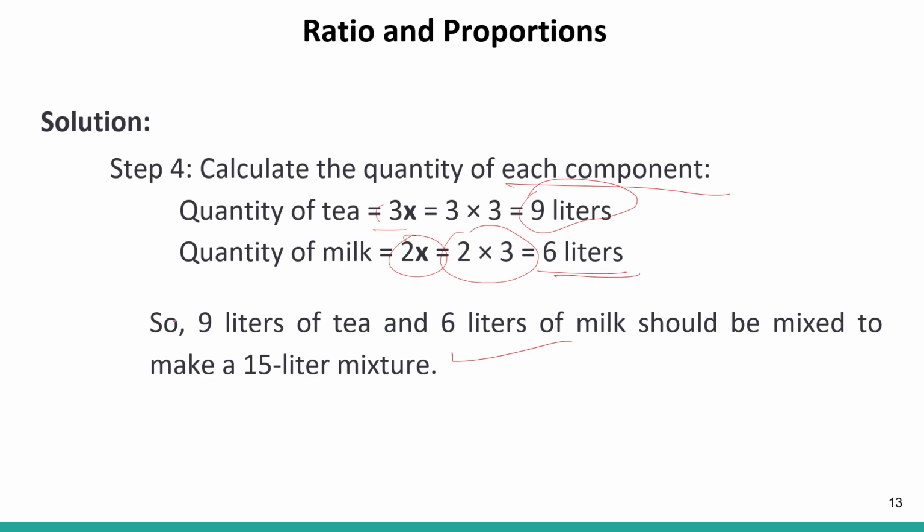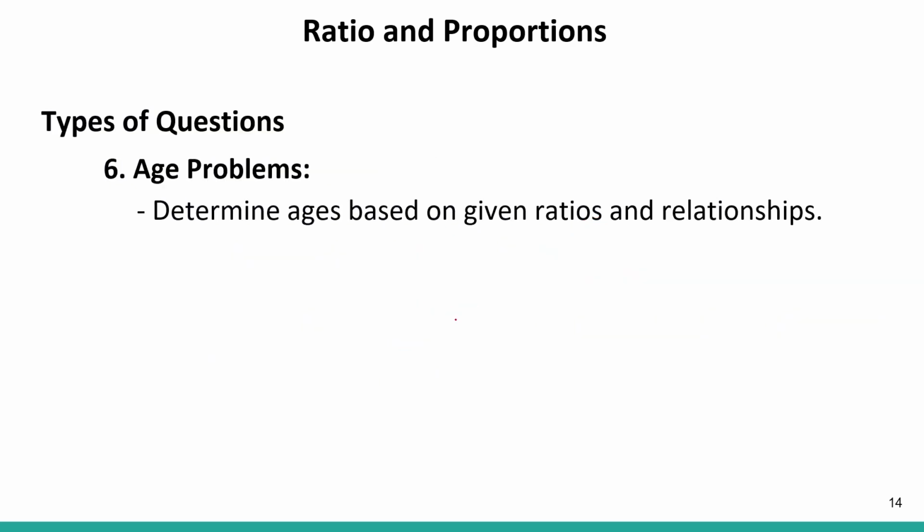So what we found out as the answer is 9 liters of tea is needed and 6 liters of milk is needed in order to keep the ratio constant and make a 15 liter mixture. So the answer is 9 is to 6, that is 9 liters of tea and 6 liters of milk. So let's see the next question.